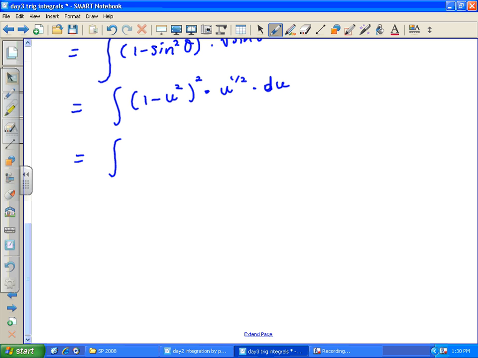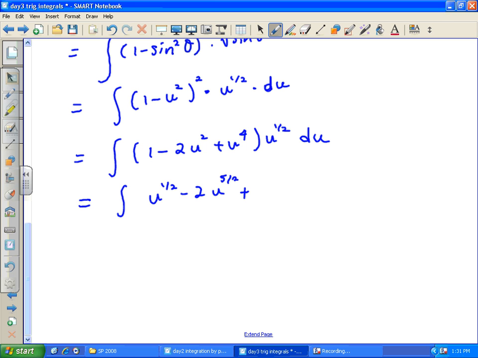Okay, so this is the integral of 1 minus 2u squared plus u to the 4 multiplied by u to the 1/2. Now let's distribute u to the 1/2. That's u to the 1/2. When you're multiplying u squared times u to the 1/2, you add the powers, right? So now the power should be 2.5, as a fraction that is 5/2. Plus u to the 4 times u to the 1/2. Add the powers. That's 4.5, right? As a fraction, how would you write that? 9/2.